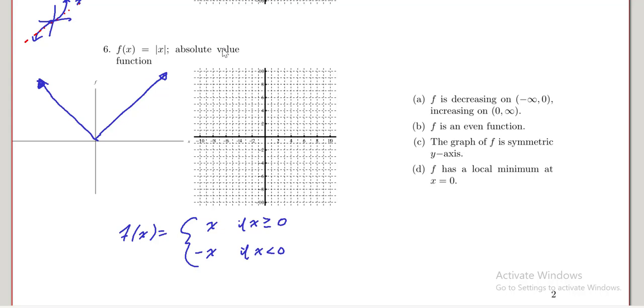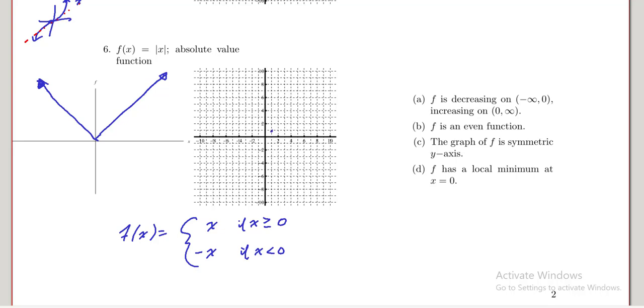We've got the name absolute value. But it's more important that you begin to connect this piecewise definition. We've been studying piecewise functions a bit. It's more important that you connect that piecewise definition to the graph of this absolute value function.